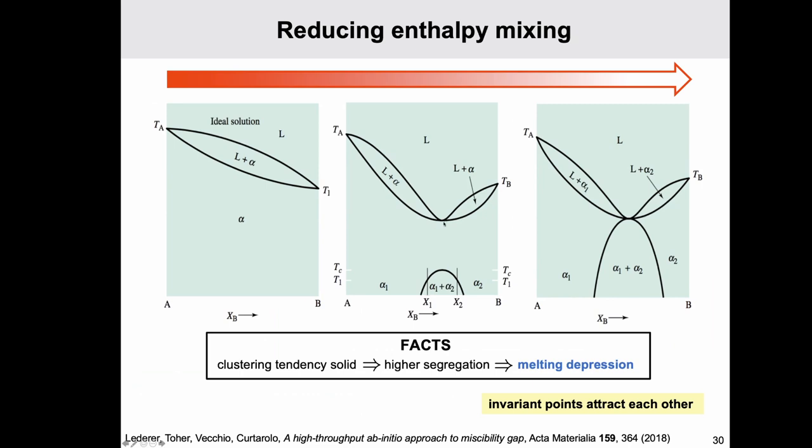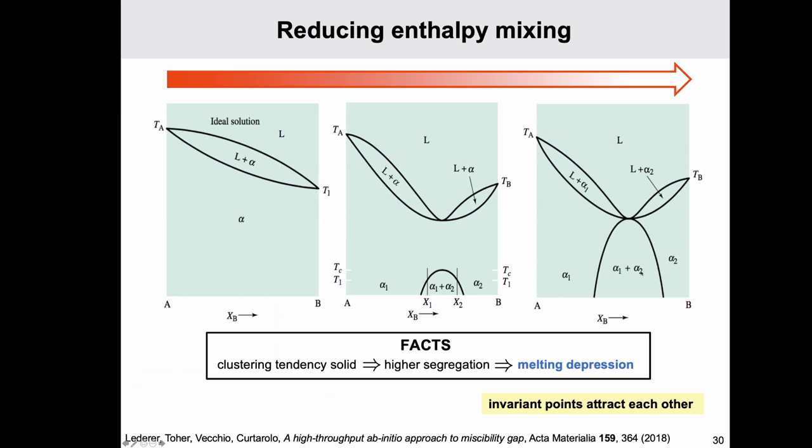Okay, so the minimum of a solidus is associated with the maximum of the liquidus, and this is called congruent melting. Okay, so this will be liquid plus alpha. This will be liquid plus alpha, where this is A rich and this is beta rich. So B rich. So this is the minimum of the melting, and this is the maximum of the miscibility gap.